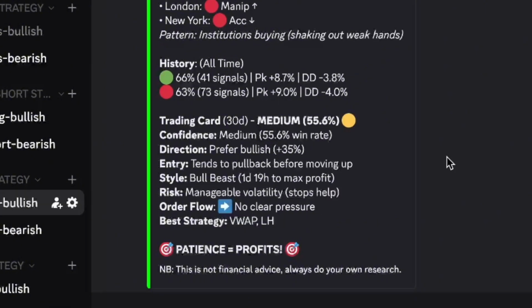Best strategy. Which of the 6 strategies have worked best on this coin in the last 30 days? So we're in the VWAP bounce bullish, and VWAP has been good, and the liquidity hunt or liquidity sweeps have been good. Finally, I just give a message saying patience equals profits. The psychology behind waiting for a grade A or grade A plus signal. This is the core philosophy of PulseFlow.